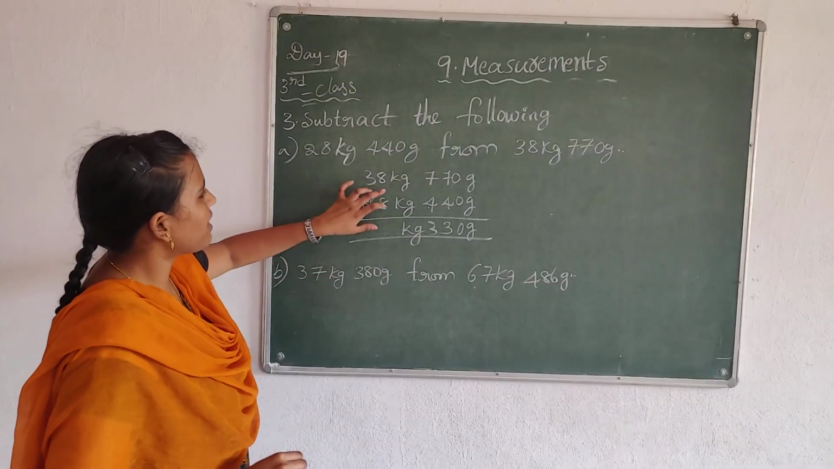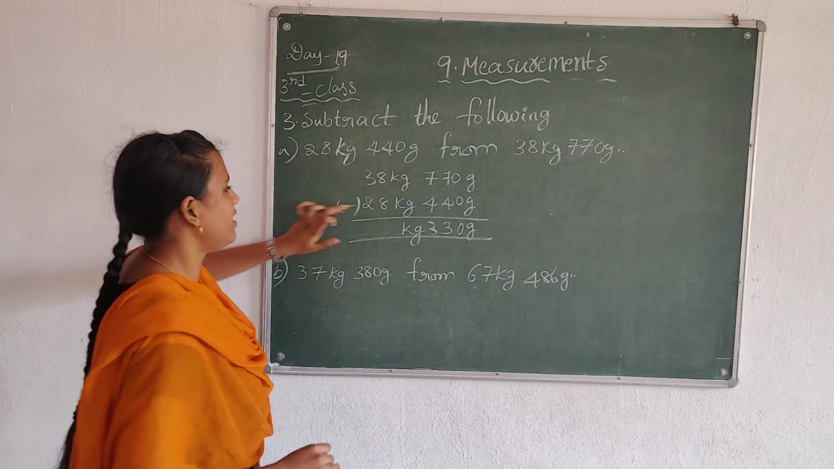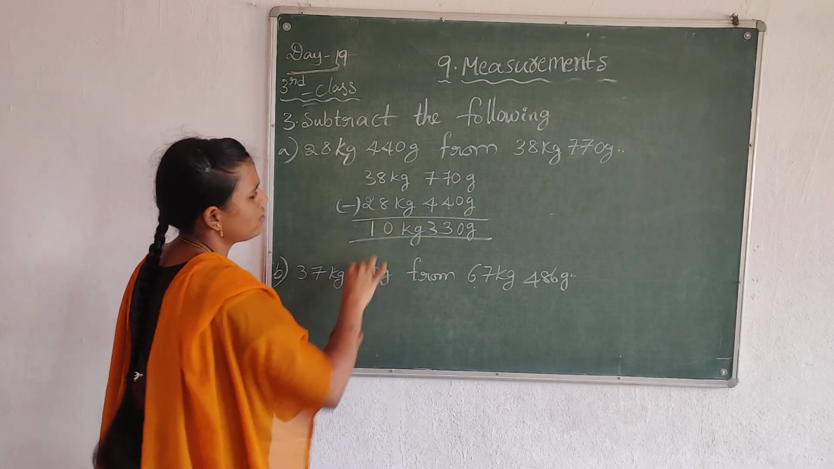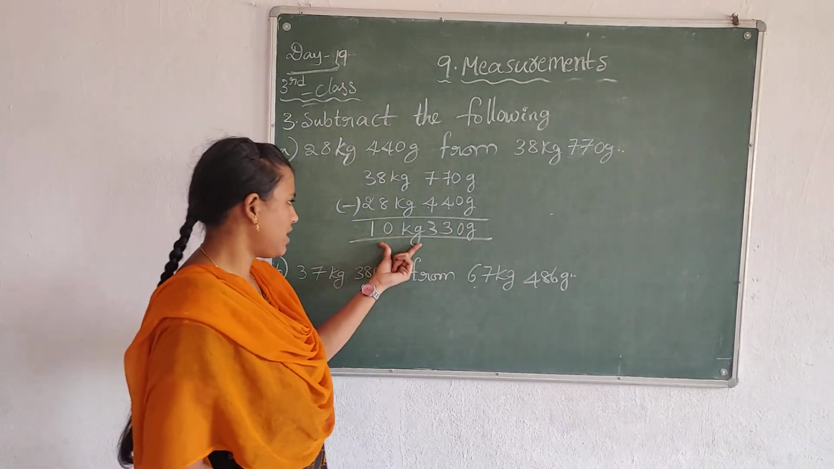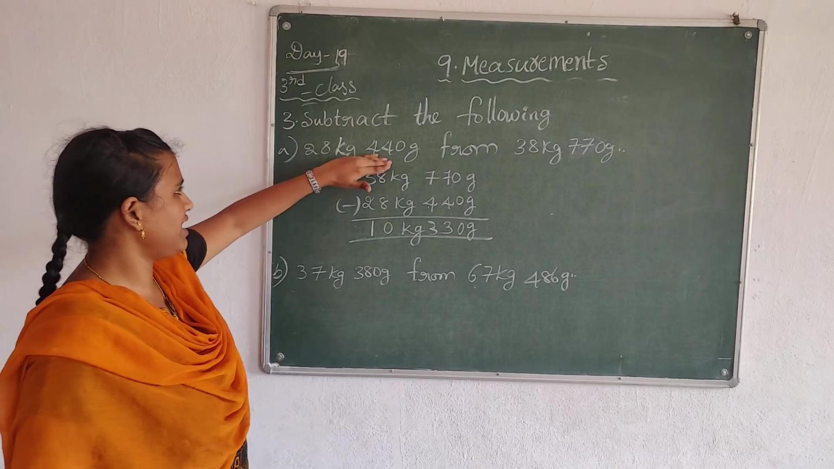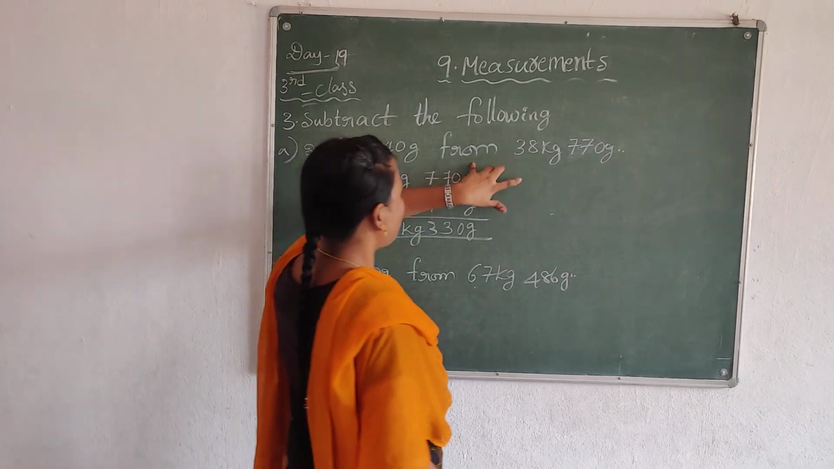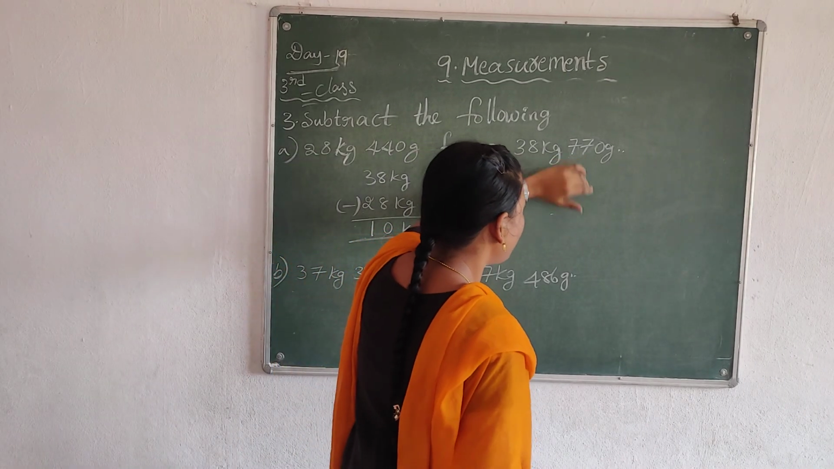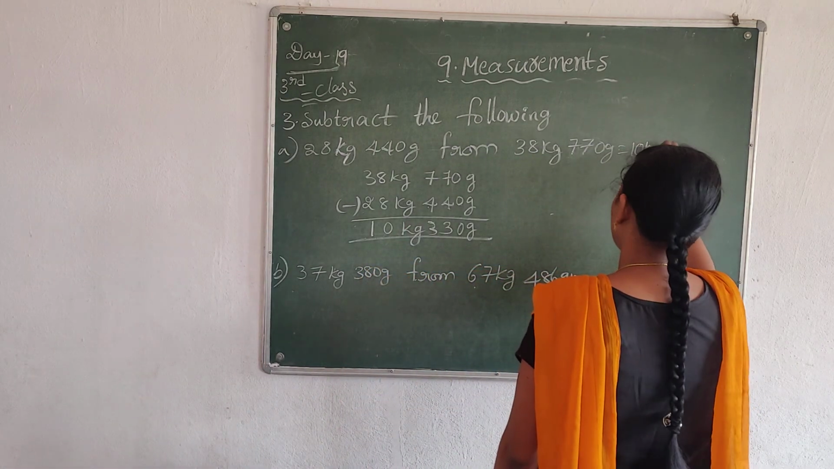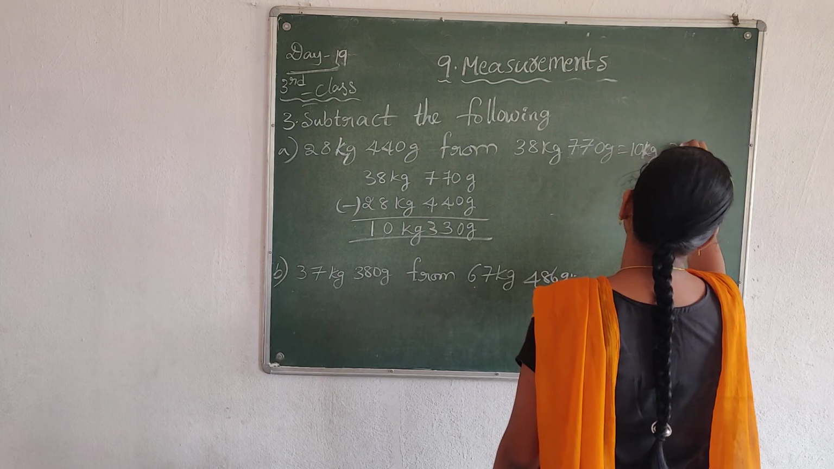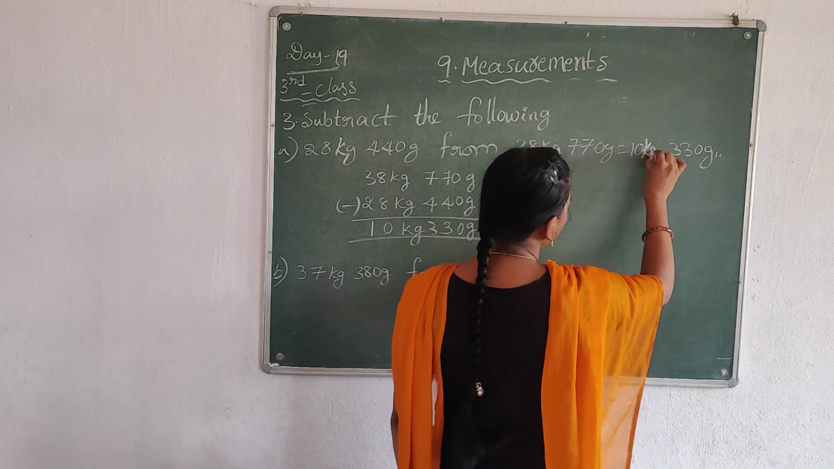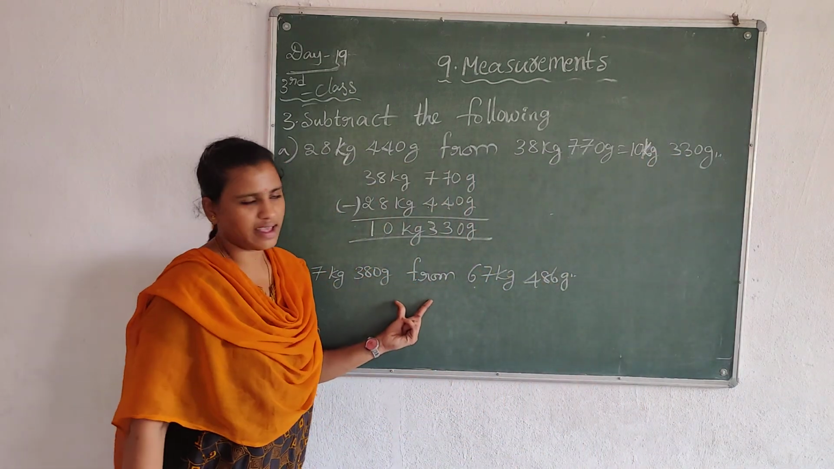Let's subtract kgs minus kgs. 8 minus 8 is 0. 3 minus 2 is 1. So the answer is 10 kgs 330 grams. So 28 kgs 440 grams from 38 kgs 770 grams is equal to 10 kgs 330 grams. Understood children? Okay, I will tell one more example.